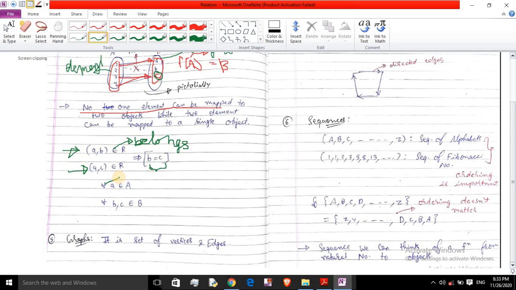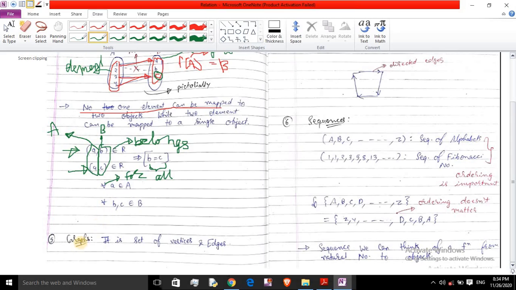This symbol means for all. For all a belongs to A, for all b, c belongs to B. It means b and c elements belong to set B. These two elements belong to another set, whose name is B, and these two elements belong to the other set, whose name is A. This combination of different elements of the two sets belongs to a relation. It is a part of a relation.